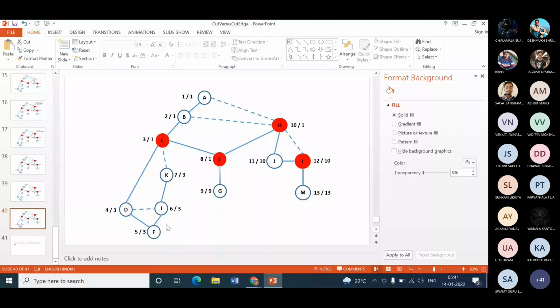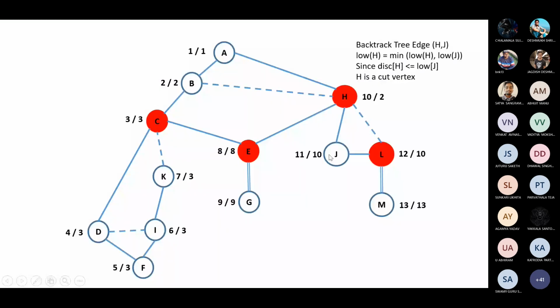अभी तुम देखो कि cut edge का कंडीशन ये है और cut vertex का कंडीशन दूसरा है. जैसे HJ, so backtrack to tree edge HJ. So J से H में backtrack किया. When I backtrack it, low of H is basically min of low of H and low of J. So it is 2. Earlier it was 2. Now it is also 2.